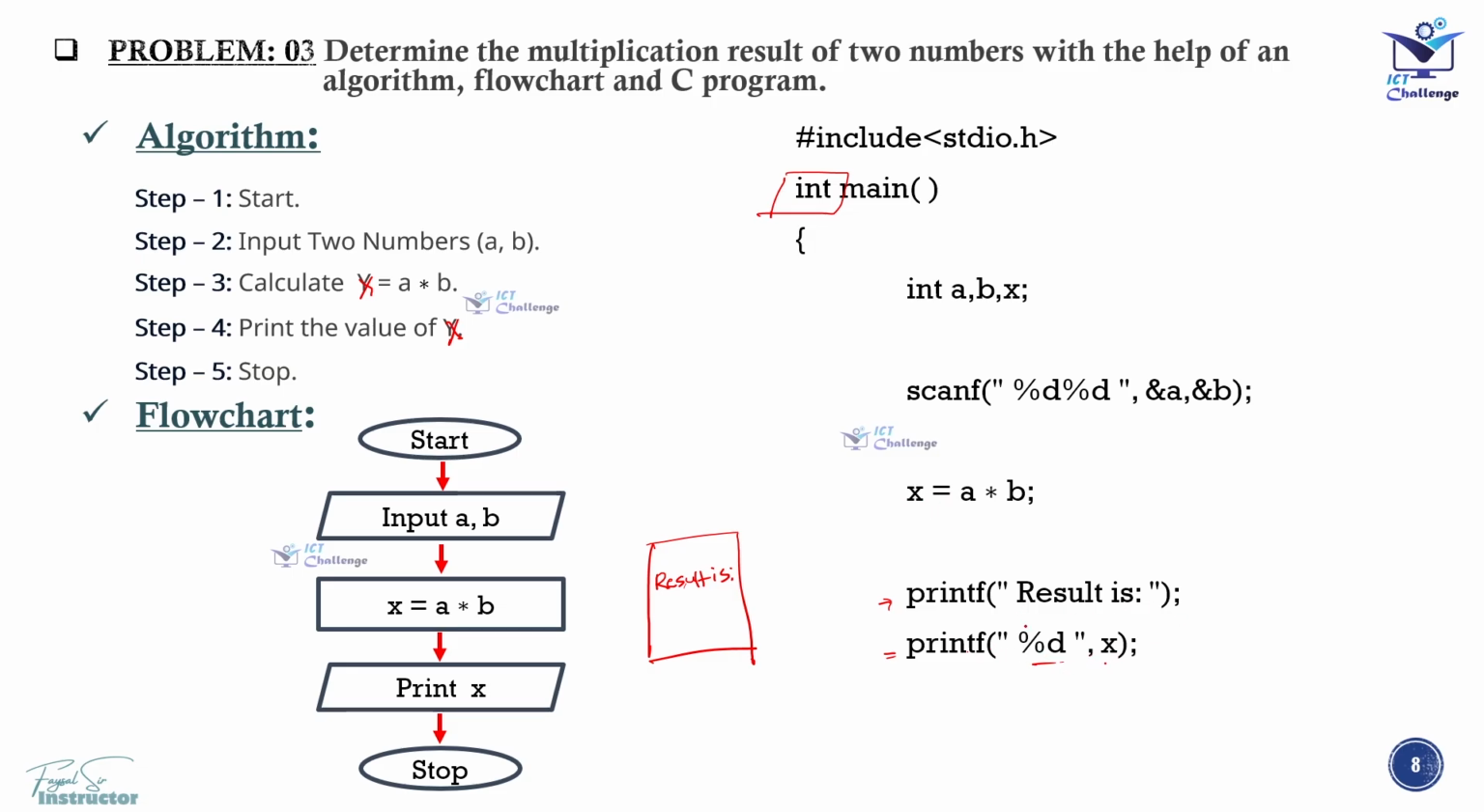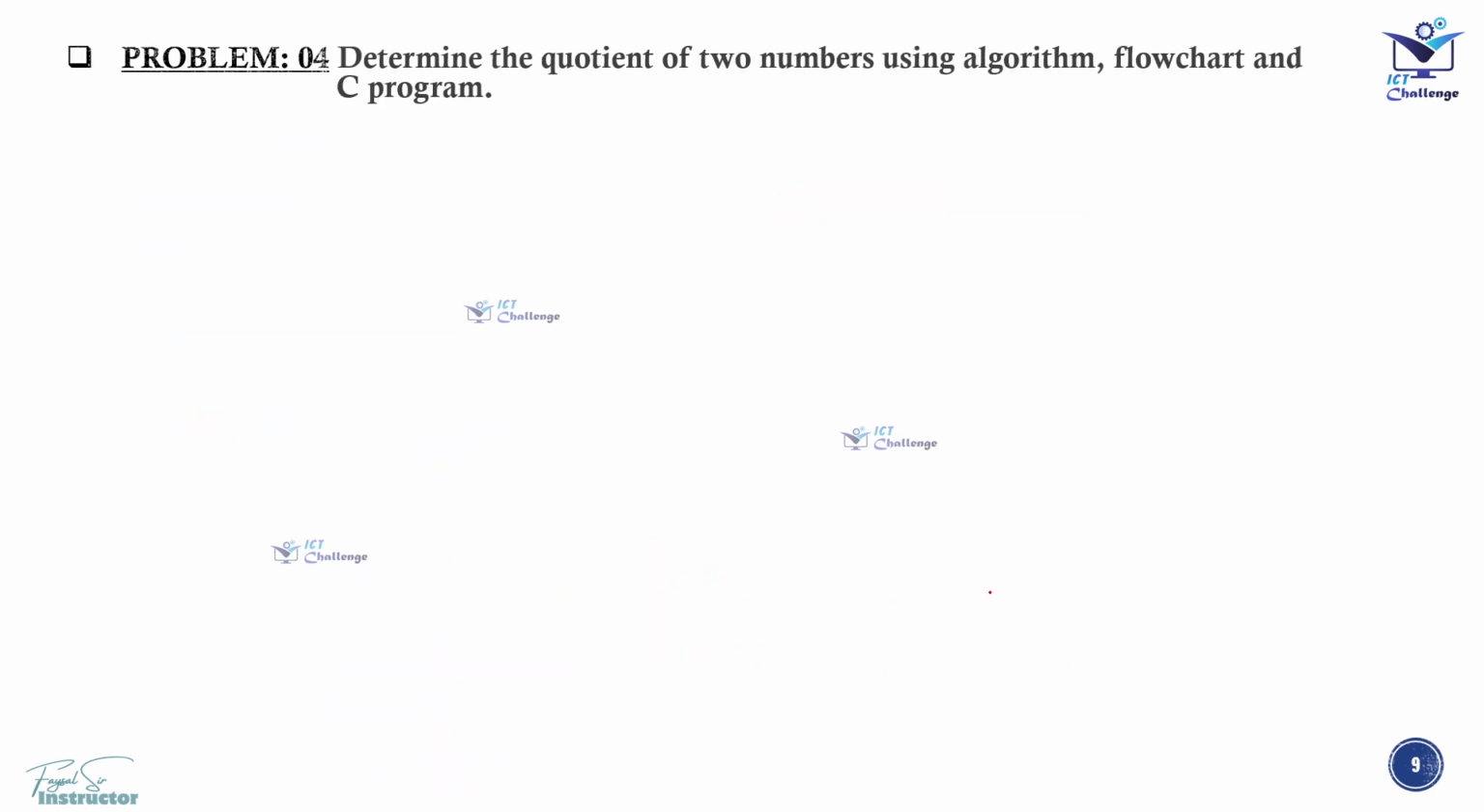So here we use two printf. You can use this printf or not, whatever you want, but this one is very necessary because this is our main output, our main result, and the other printf is for the beautification of the programming, so that it is more user friendly. Okay, so now we are going to our next program, which is to determine the quotient of two numbers using algorithm, flowchart, and C programming. That means if you divide something, you will get the quotient. And this result should not be a fractional value.